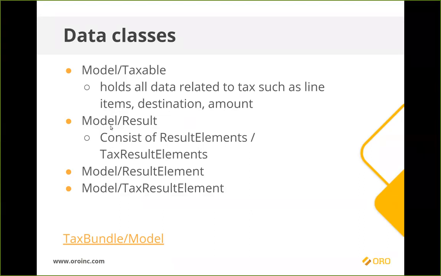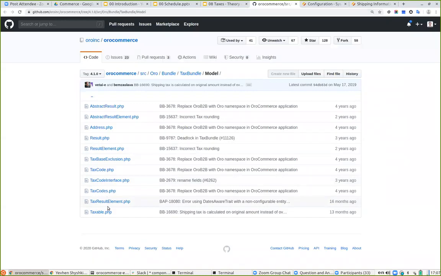Then we have model result, and result is the class, or an instance and object of this class will contain all the taxes applied for the specific order, shopping list, and so on, which consists of result elements or tax result elements. Each of these elements contains a specific value applied to every line item. And then we have tax result element and result elements with just the types of the results we may have inside the model result class. You may find all these classes in the model namespace and see how they work.